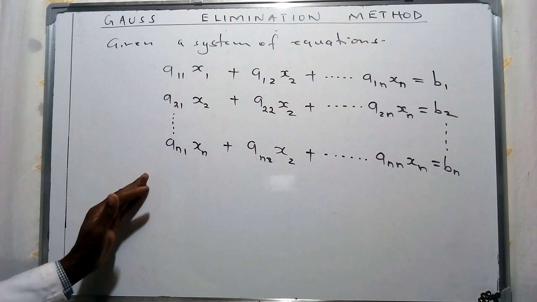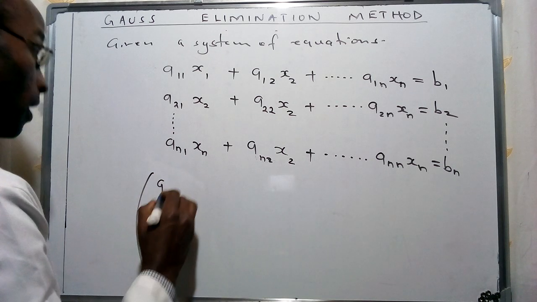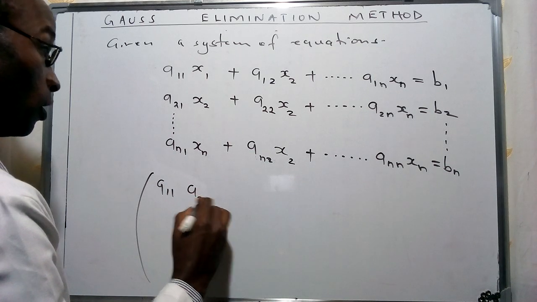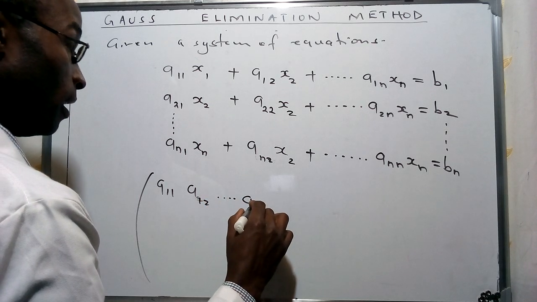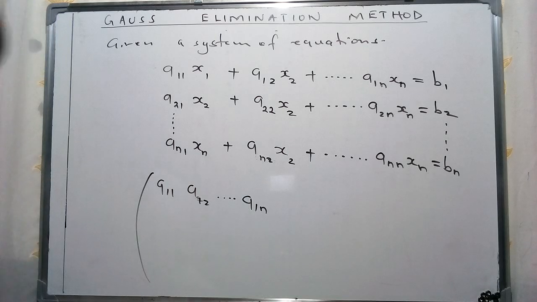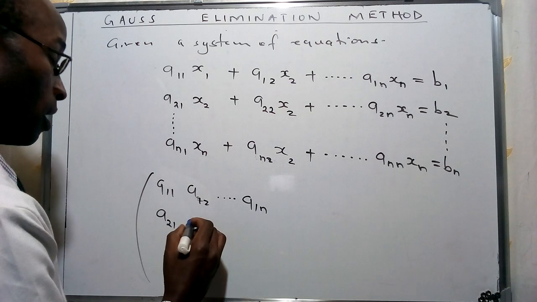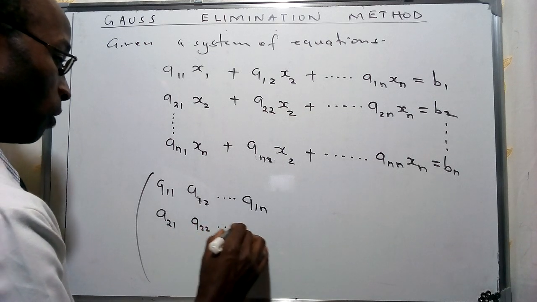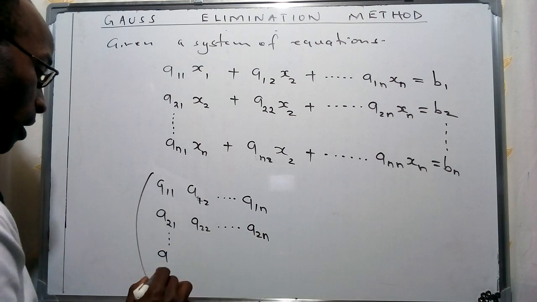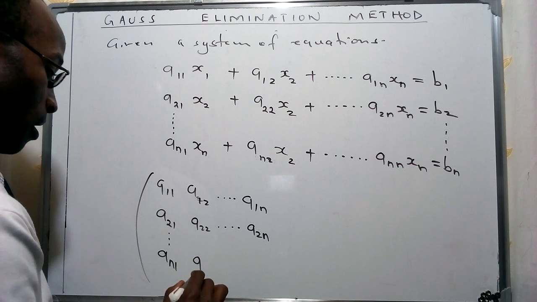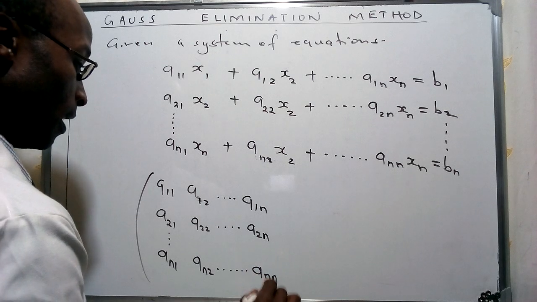Now, we can represent this system of equations in the form of a matrix, given as the elements of A: a11, a12, going on to a value of a1n. We can also represent the second row: a21, a22, to a value of a2n. And of course, we can represent this to the last row, for the values of an1, an2, and then ann, given as such.